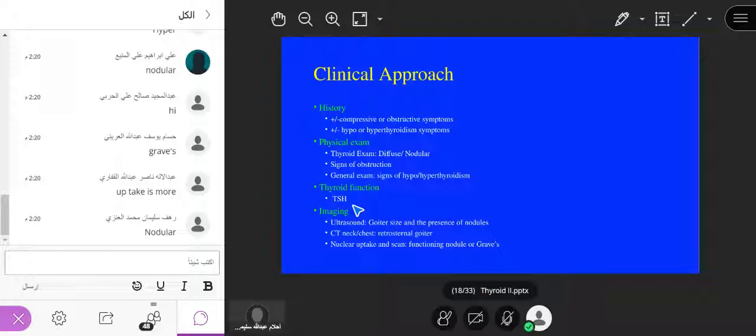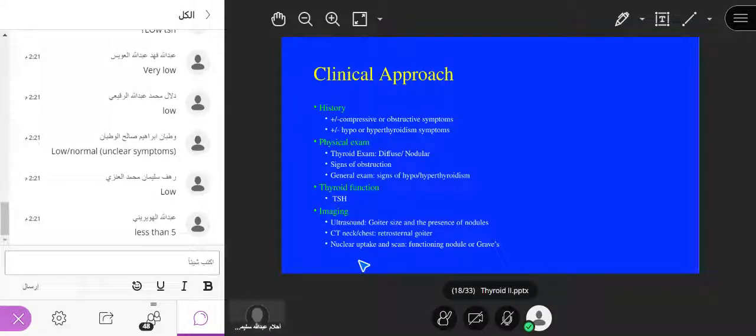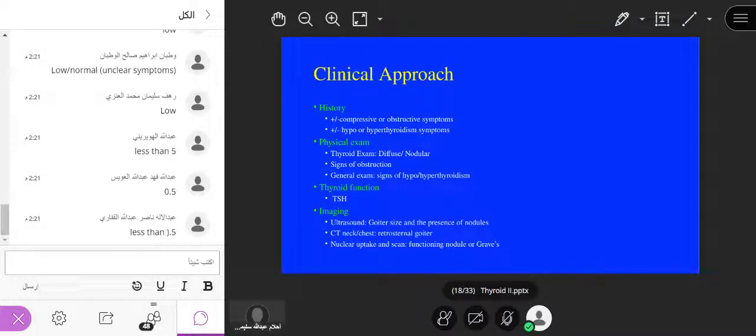Uptake is more, Graves high, nodular. No, my question is, what is the level of TSH? Low? Okay, suppressed TSH below the normal range, we will do the nuclear scan. Not less than 5. Less than 5 is still within range, because the normal is between 0.5 and 5. No, below that, suppressed TSH. Yes, suppressed low TSH. That means there is hyperthyroidism.